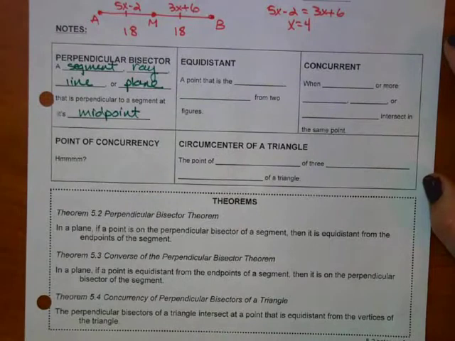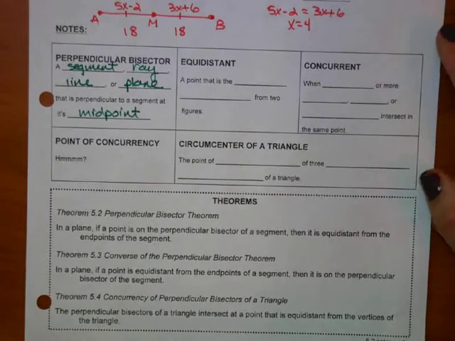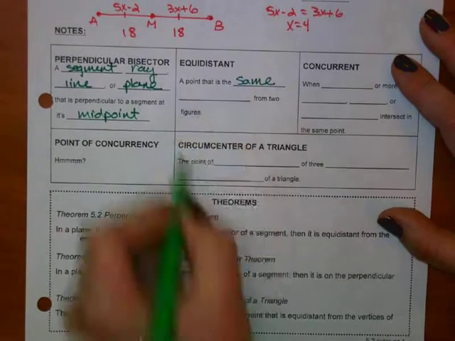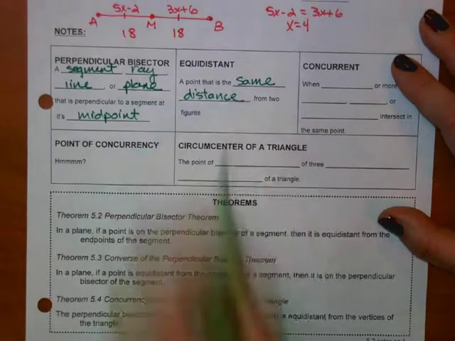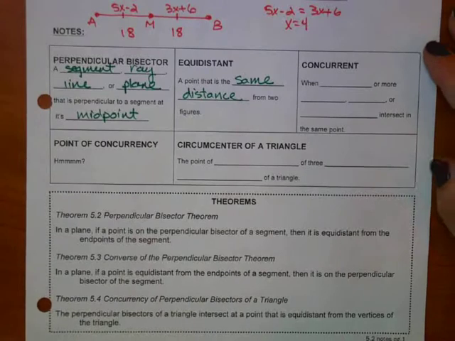All right. Equidistant. Have you ever heard of that word before? Yes, from yesterday. Oh, that's right. Equidistant is a point that is the same distance from two figures or two points or something like that. We're going to look at that today.